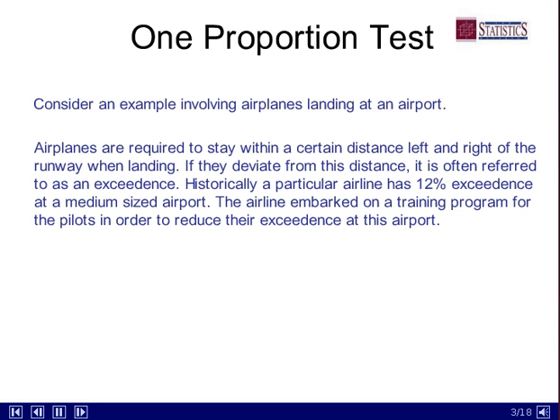So the airline embarked on a training program for the pilots who fly planes into this particular airport, to reduce this exceedance. Maybe this airport has a lot of crosswinds, or they have to come down over the mountain, or something else that creates a harder landing scenario for the pilots. So they embarked on a training program to try to reduce this exceedance at this particular airport.